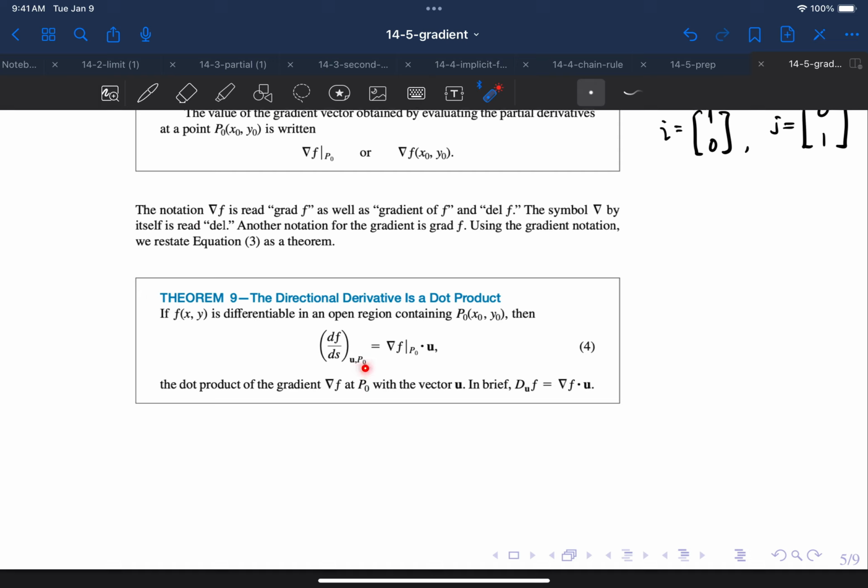So this is the directional derivative, or you can write this as D_u f at p0, the derivative along u of f at p0. That's the same notation. And then the theorem says it is the dot product of gradient f and u, the given direction. So we can highlight this formula. This is the real formula we're going to memorize.